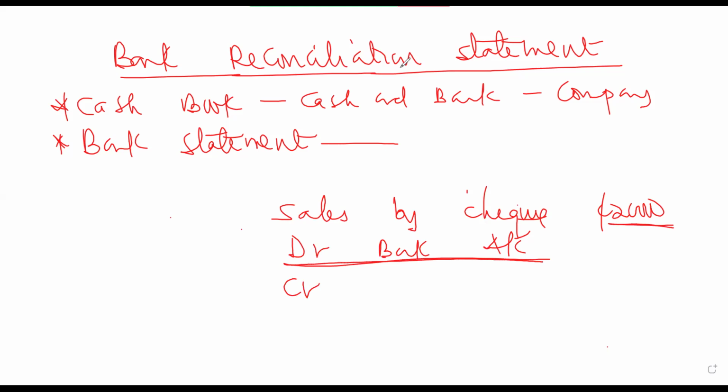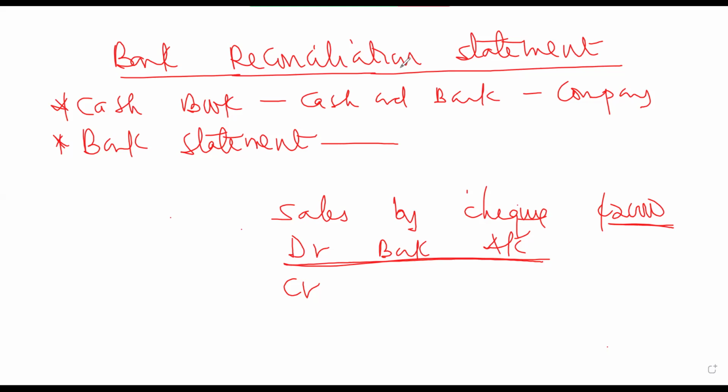So if the company is putting money in the bank, the company will debit its bank account in the cash book, but the bank will credit the company's account because the bank has to do the corresponding entry. So the company will debit the check received, the bank will credit the company's account.